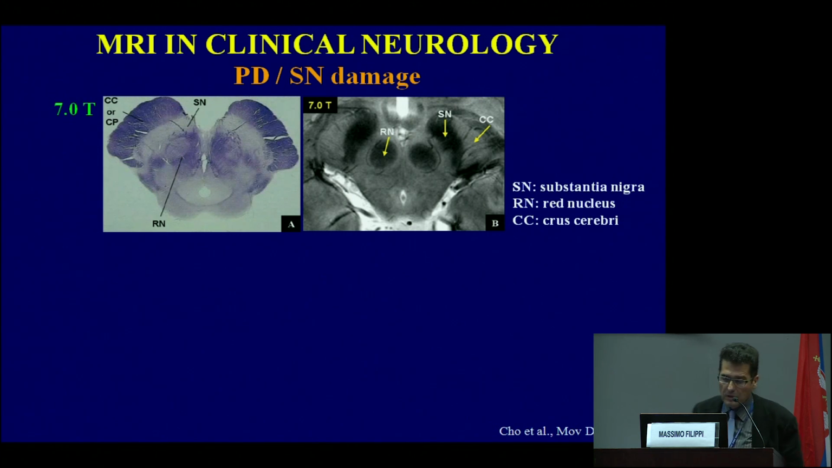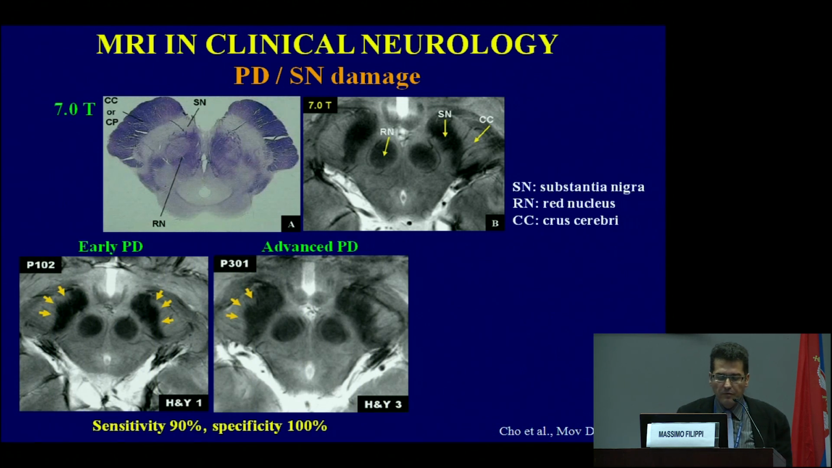For instance, again, using ultra-high field strength, you can have very nice pictures of the midbrain with a clear depiction of the red nuclei or of the substantia nigra. And this is a normal case.